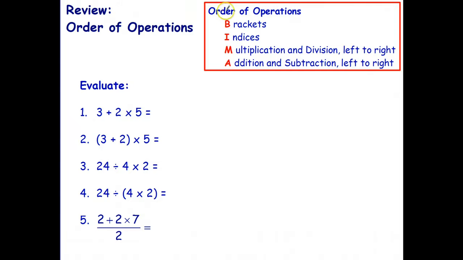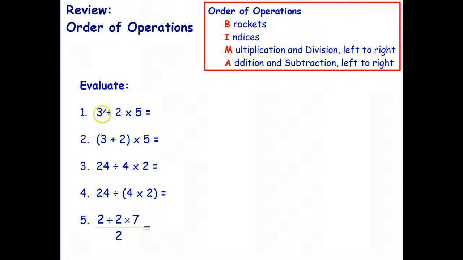So the way that I teach the order of operations is using BEMA, which means we first do all the operations inside the brackets. We then do any indices or powers, evaluate those. Multiplication and division are equal, so we start from the left and work to the right. And addition and subtraction are equal, so we start from the left and work to the right. So let's go ahead and evaluate these 5 expressions using BEMA.